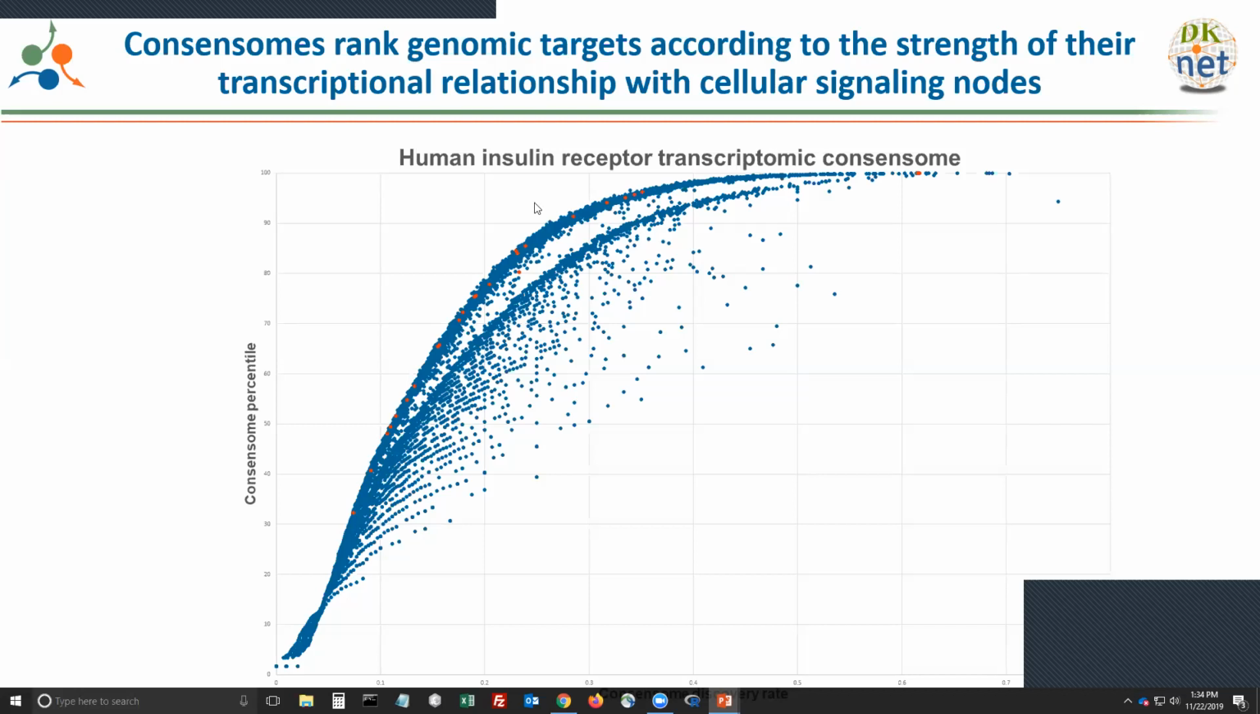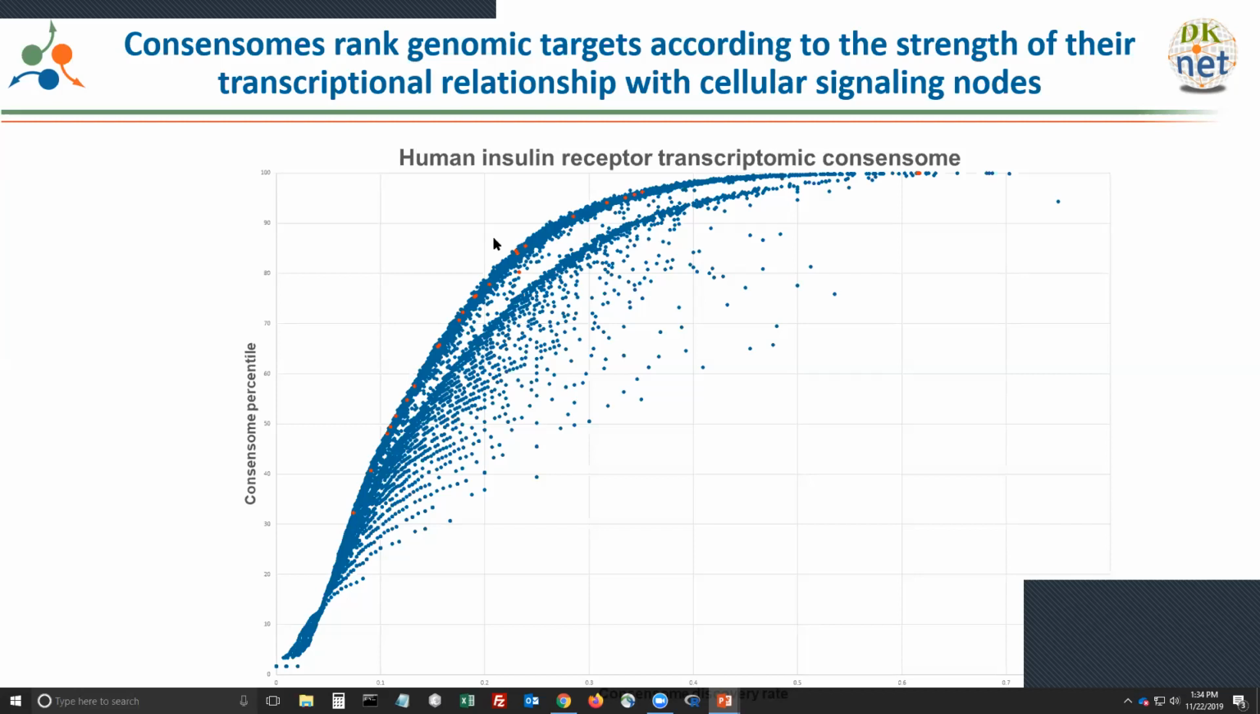So typically up here at the top, you've got genes that are highly responsive to the insulin receptor, less so at the lower discovery rates here. And at the bottom, you have those genes that are very weakly or are unresponsive to insulin receptor signaling.